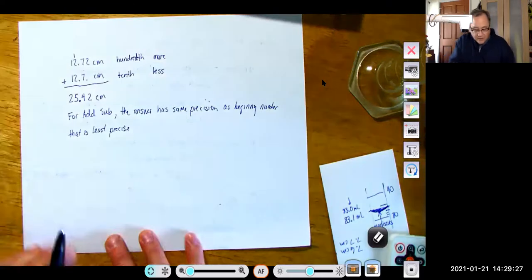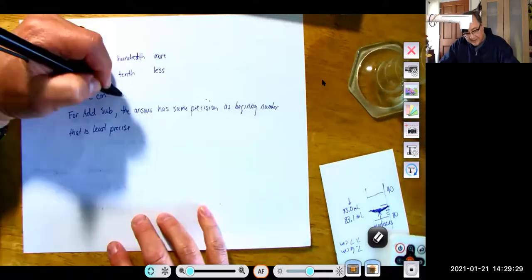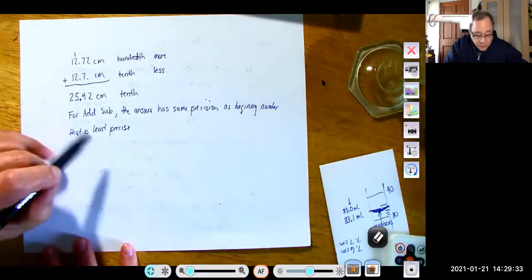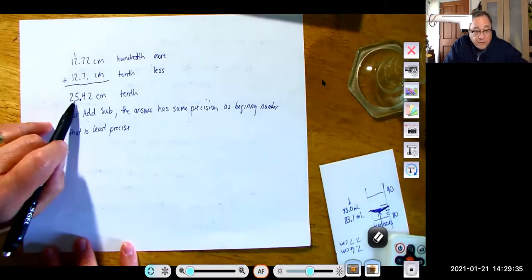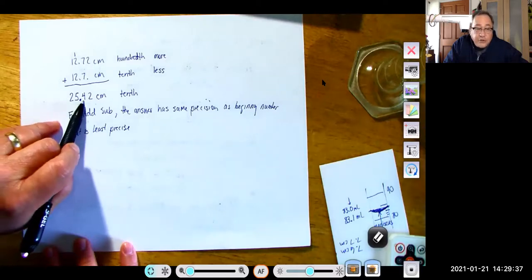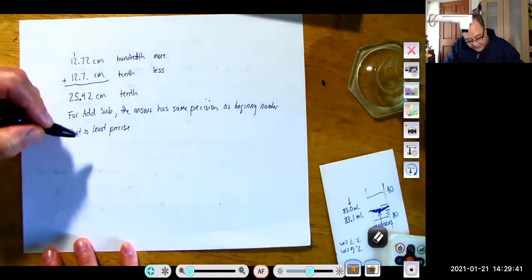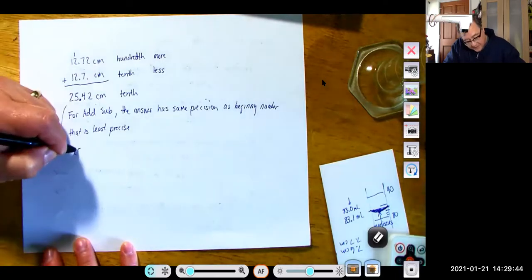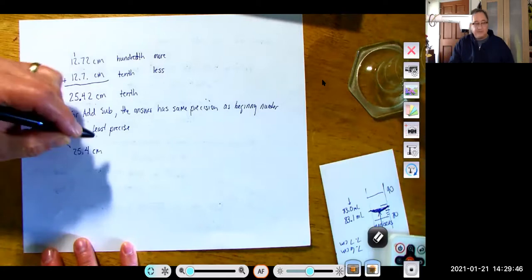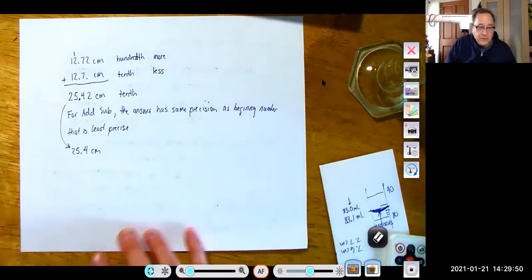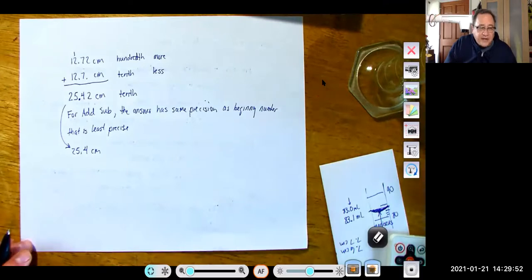So we need to round our number to the 10th. So if we're going to round to the 10th, we keep the 2, we keep the 5, we keep the 4. What are we going to do to the 4 because of the 2? Are we going to round up or down? And the answer is round down. And there you go. So that's how you carry significant figures through operations when you're adding and subtracting.